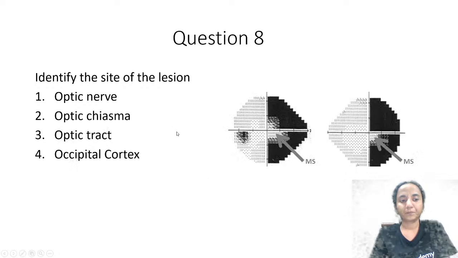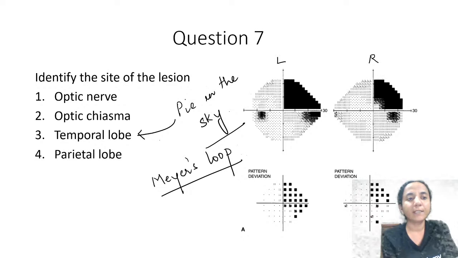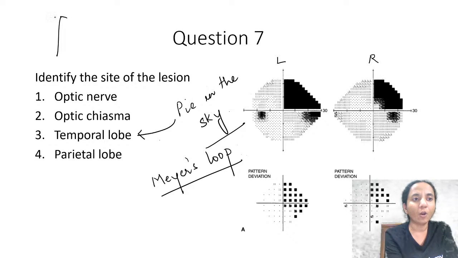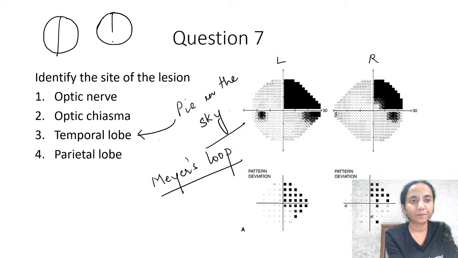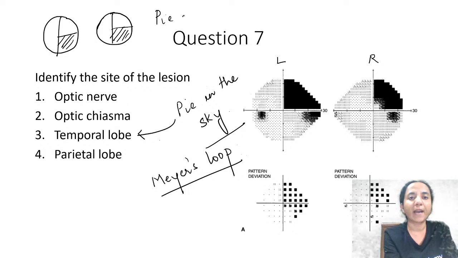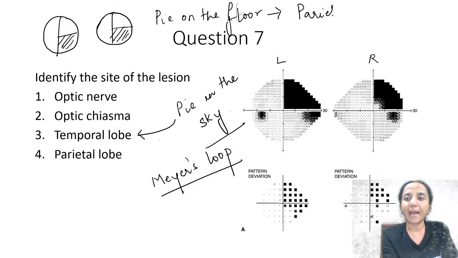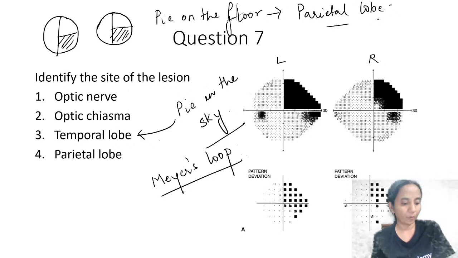Now, the opposite of this is pie on the floor. So if you get a homonymous hemianopia which is only inferior, like this, then what will we call this? This is called pie on the floor. And this is because of lesion where? This is because of lesion in the parietal lobe. So pie in the sky, lesion in the temporal lobe; pie on the floor, lesion in the parietal.